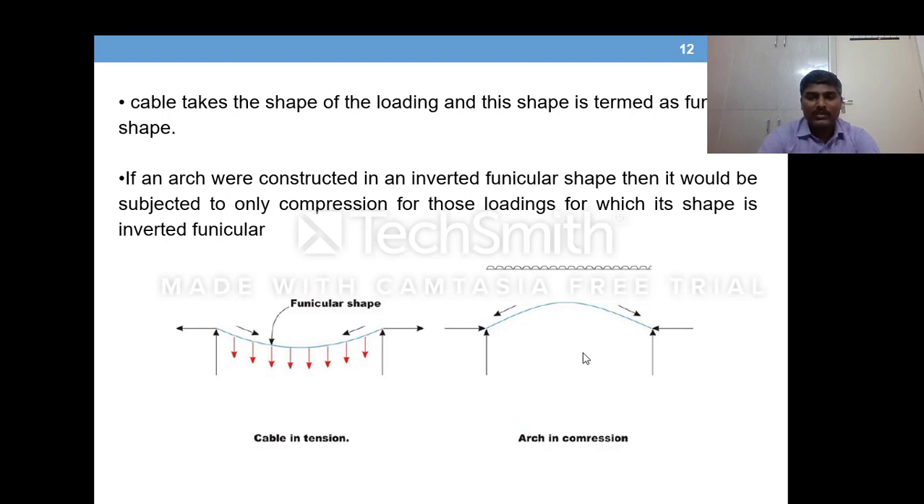Now coming to the shape of the arch, which shape of the arch is going to be a perfect shape? We will come from the cable. So let's take a cable. When you load the cable, the cable takes the shape of the load.